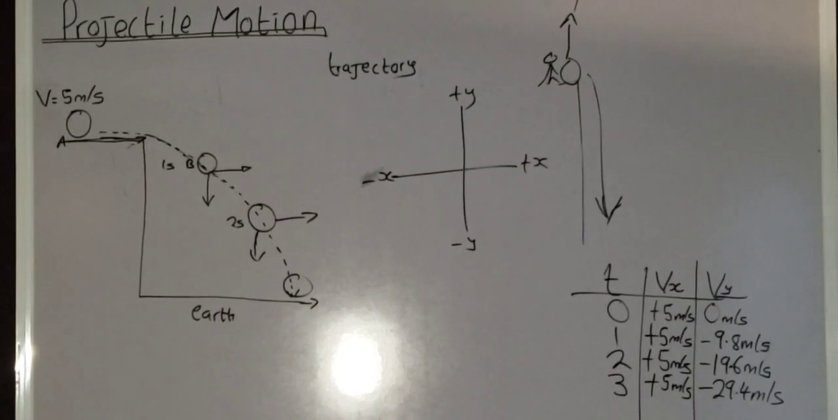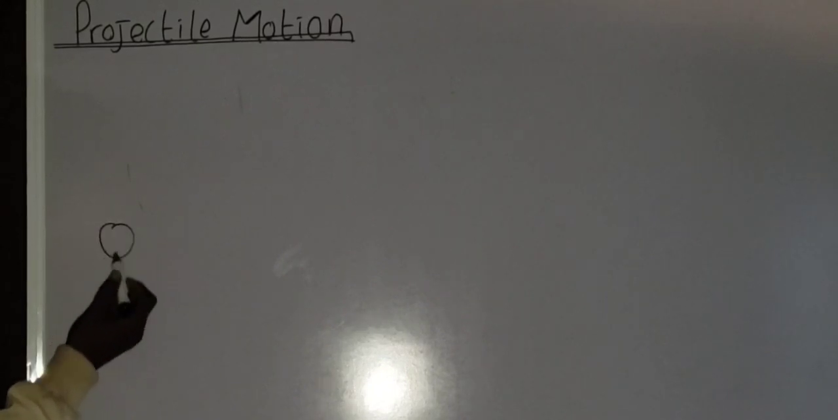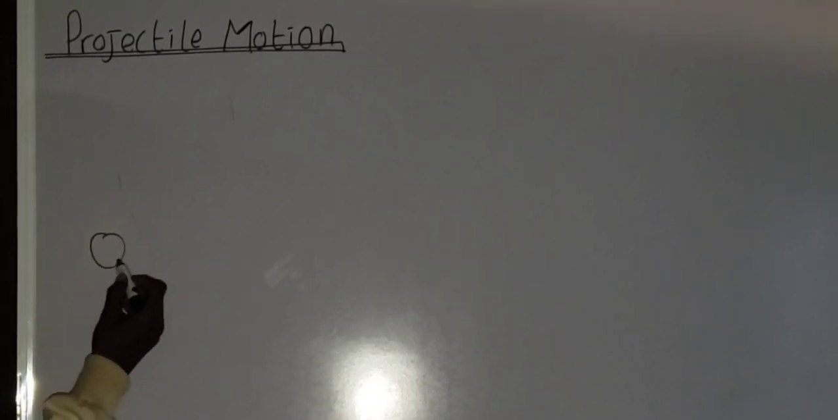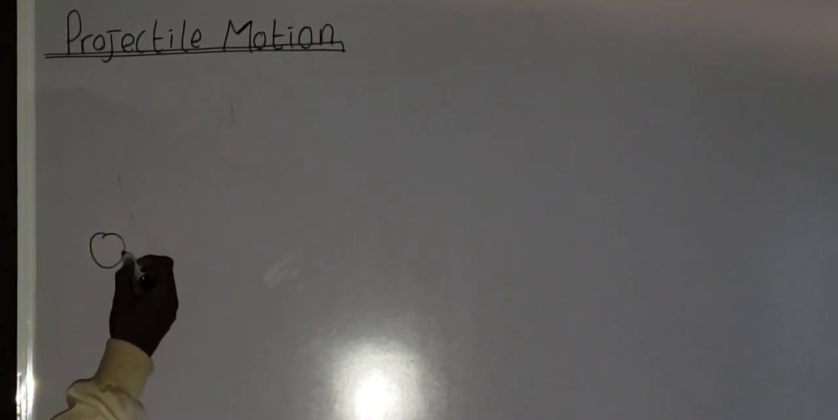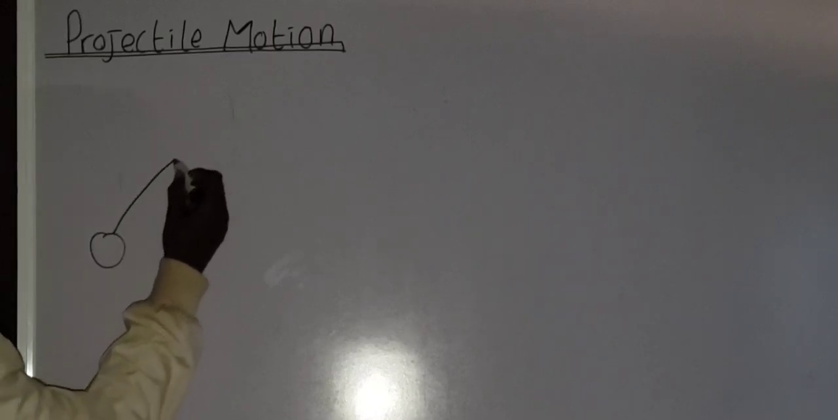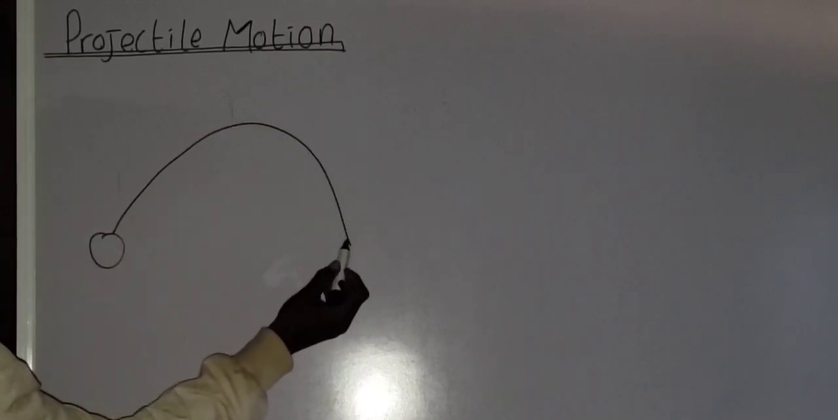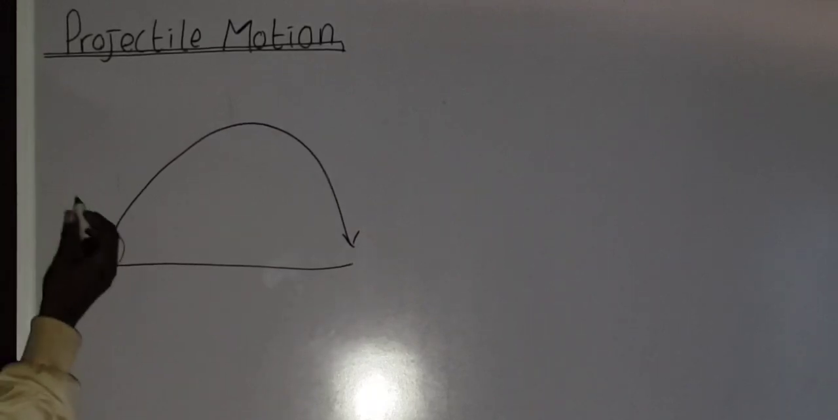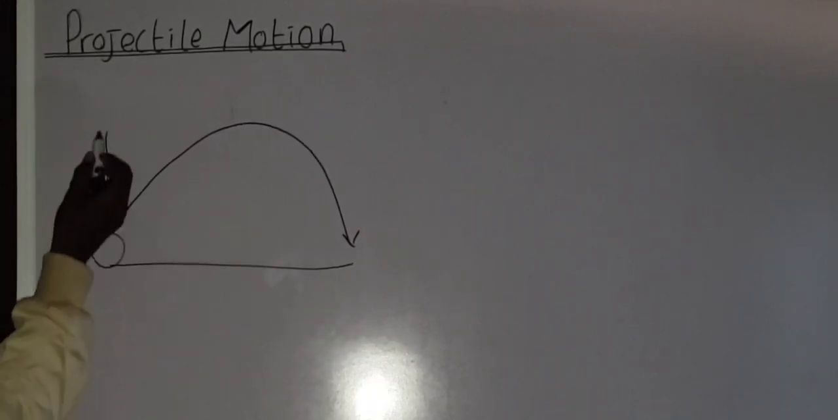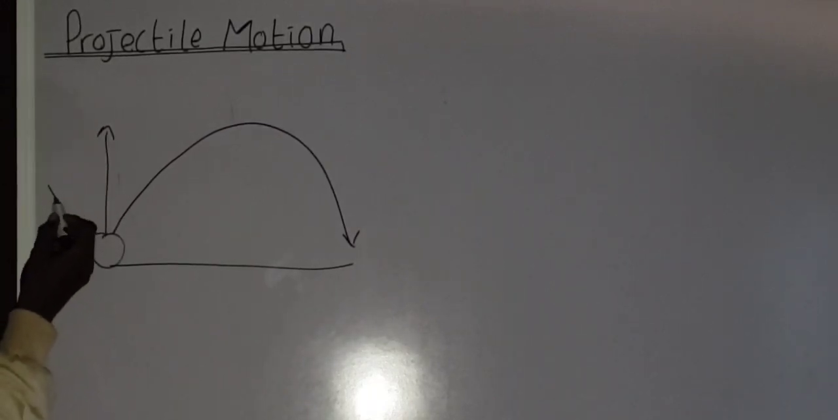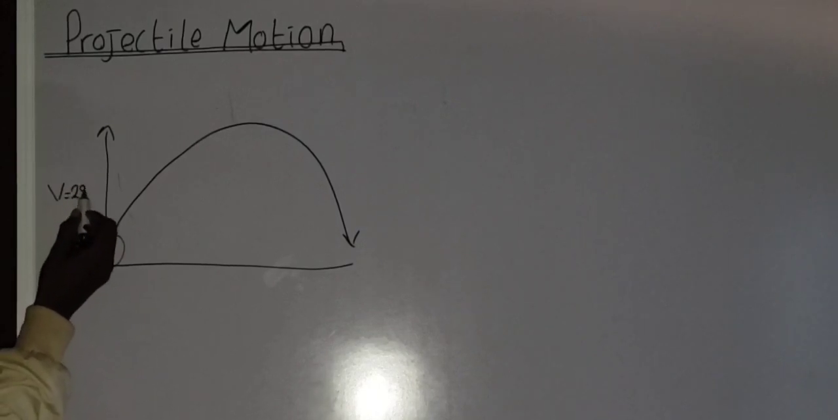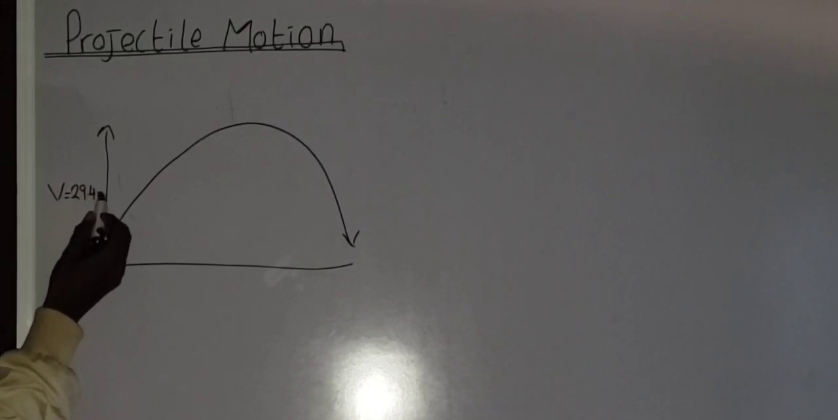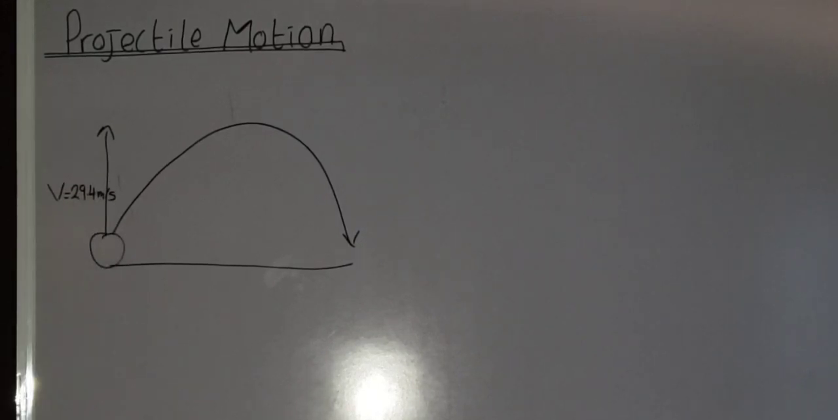Okay. Now let us have another example. Let's say we have a ball here, and the ball was kicked. The ball was kicked, and then it travels through this trajectory path. You understand? Okay. Let's say the ball was kicked with a velocity of 29.4 meters per second. Do you understand?